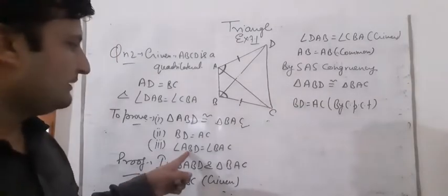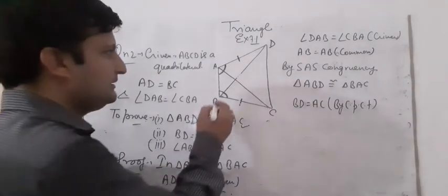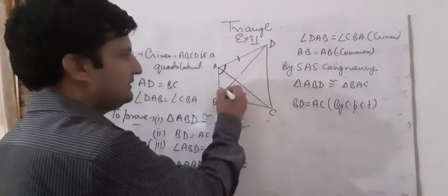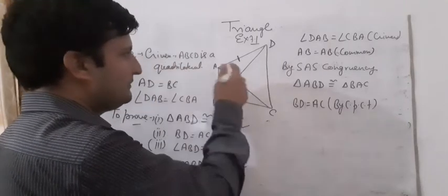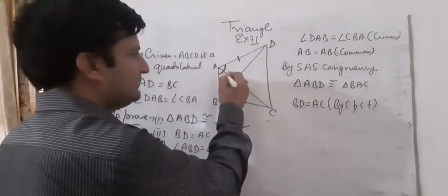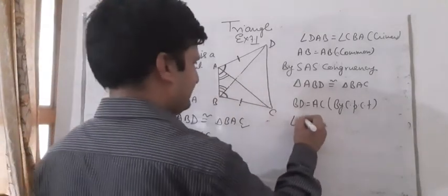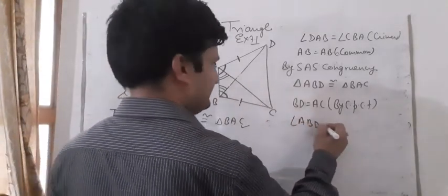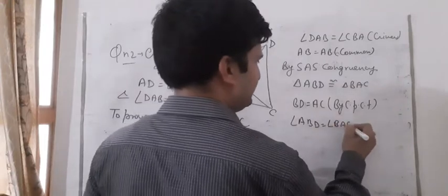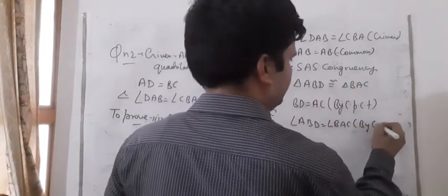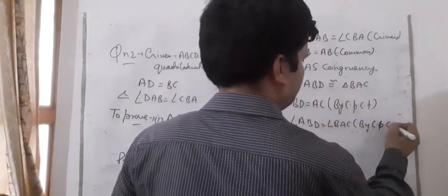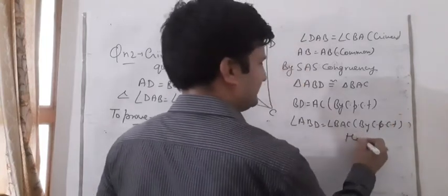Similarly here, angle ABD is equal to angle BAC. This one, ABD, is equal to BAC. This will also be proved by CPCT. So you can write angle ABD is equal to angle BAC by CPCT. Hence proved.